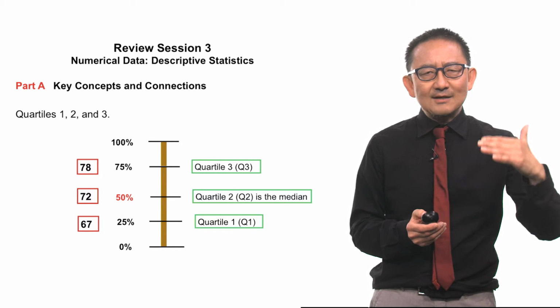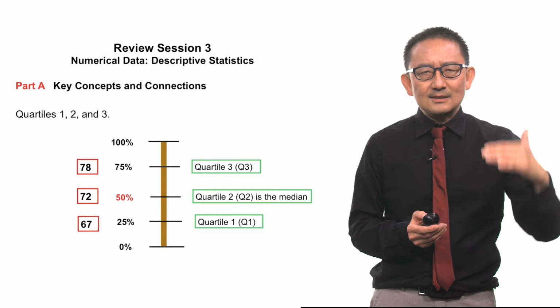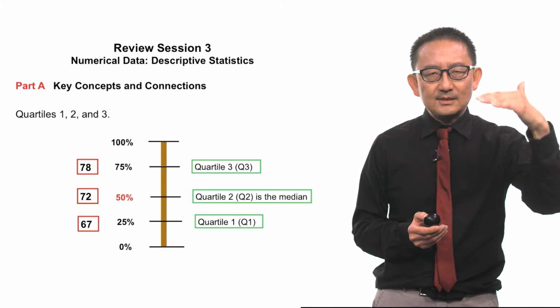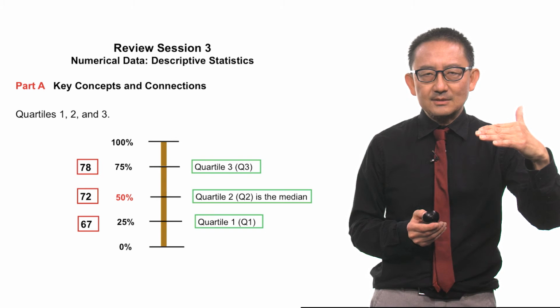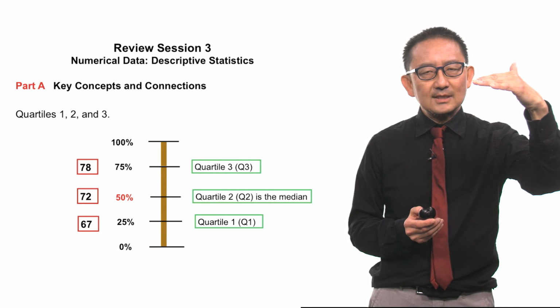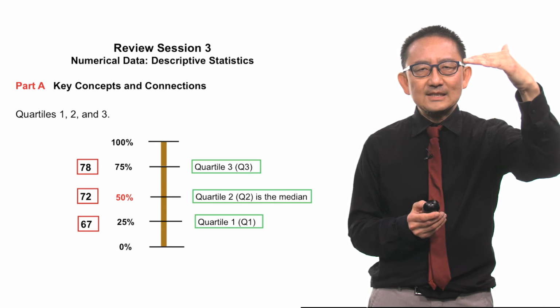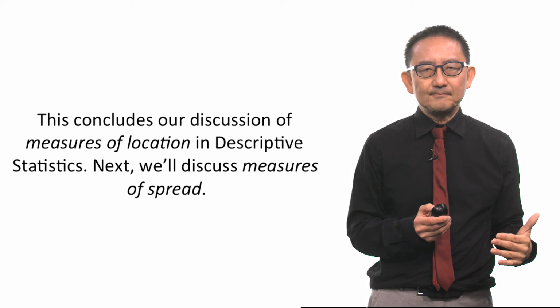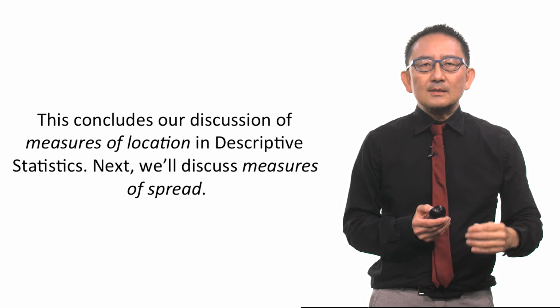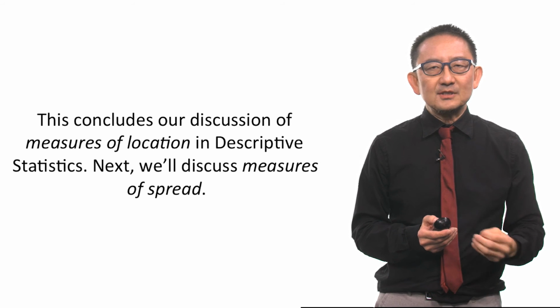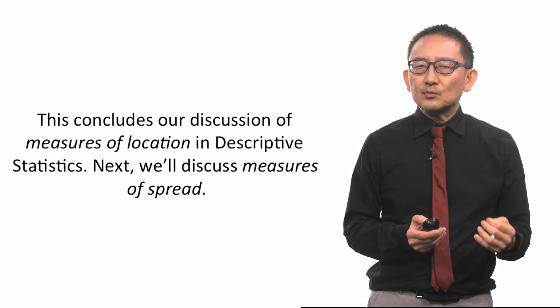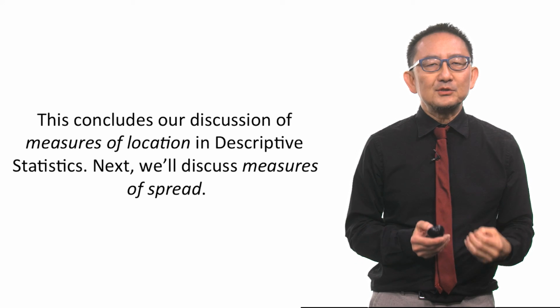So now we have the 3 quartiles in alignment next to each other. 67, quartile 1, 72, quartile 2, also known as the median, and 78, quartile 3. So this concludes our discussion of measures of location. Next, we'll discuss measures of spread.